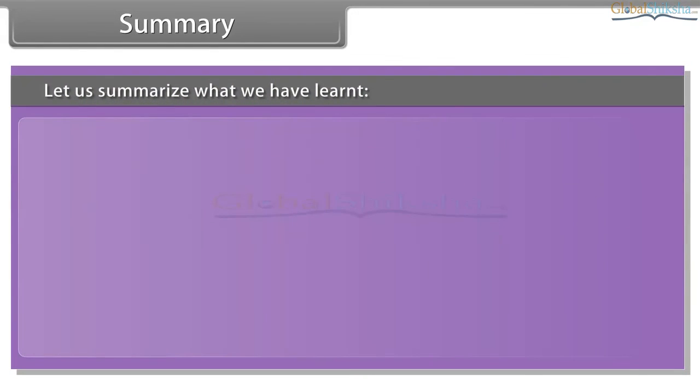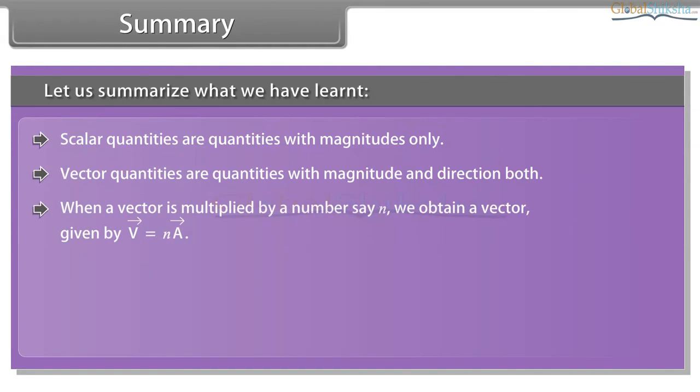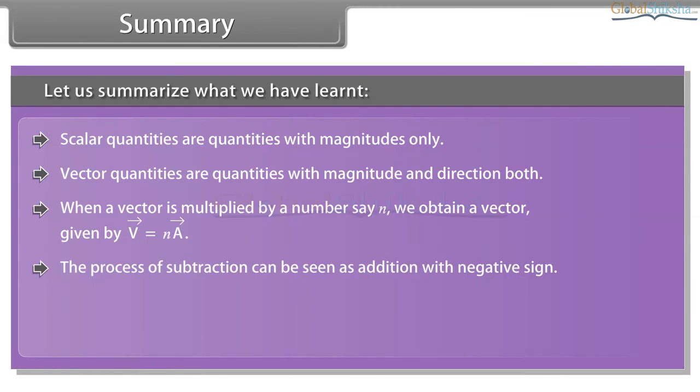Summary. Let us summarize what we have learnt. Scalar quantities are quantities with magnitudes only. Vector quantities are quantities with magnitude and direction both. When a vector A is multiplied by a number say n, we obtain a vector v given by v vector is equal to n times a vector. The process of subtraction can be seen as addition with negative sign.